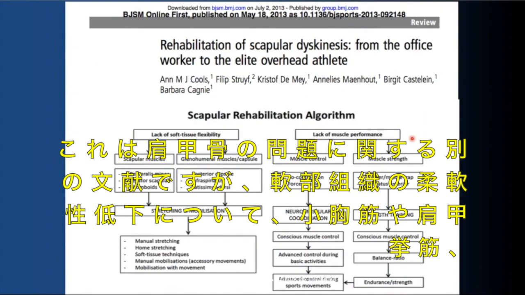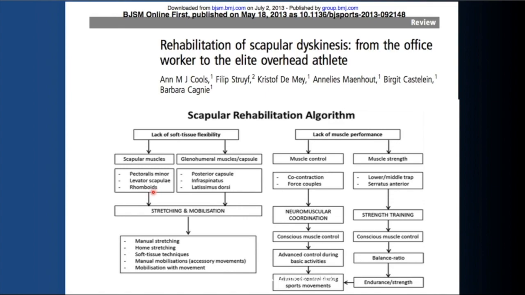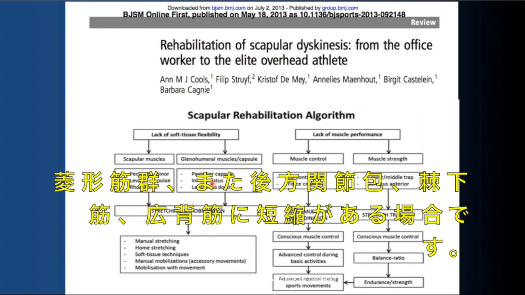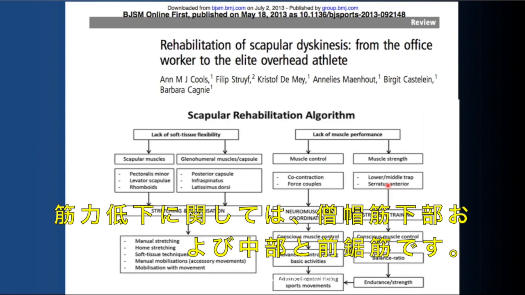So this is another article written by Annie Cools about scapular problems. And we can see here that the patients can present some problems such as lack of soft tissue flexibility, and this could be shortening of the pectoralis minor, levator scapulae, and also rhomboid muscles, or the patient can present shortening of the posterior capsule, infraspinatus muscle, and latissimus muscle. Concerning weakness, we can see the lower and middle trap and also serratus anterior.